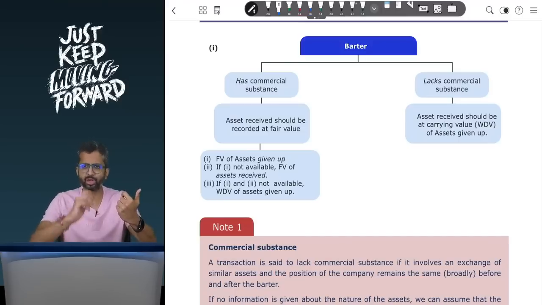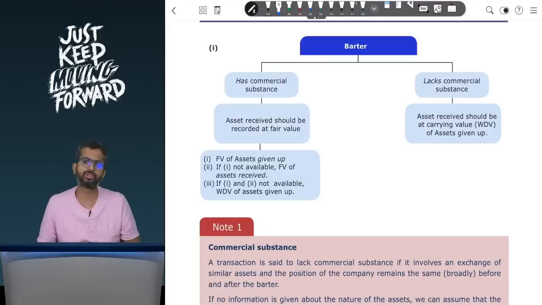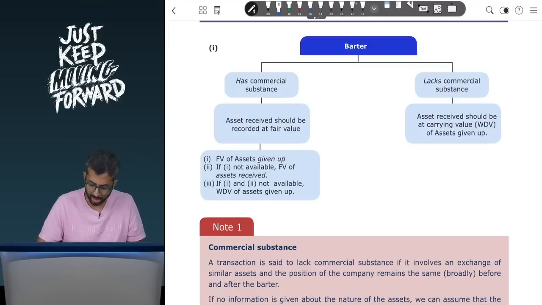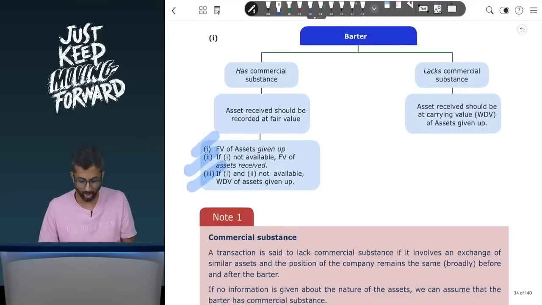Here, instead of cash of 100, you are giving land of 100. So what you are paying for the asset is 100 rupees worth of land, and hence that should be taken as the cost of your asset. Okay, so that is regarding barter. You can possibly be getting MCQs or descriptive questions regarding this barter.